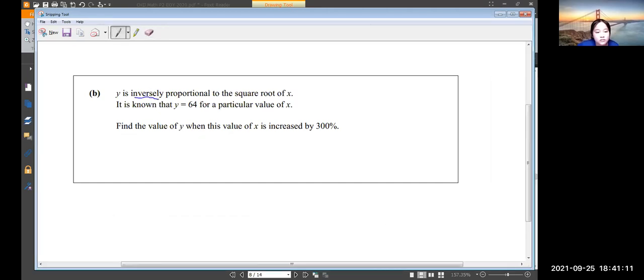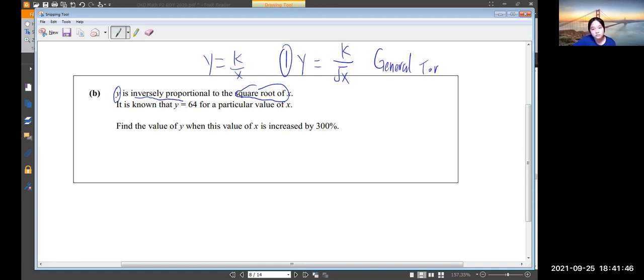Over here, inversely proportional. So you write down y equals to k over x. In this case, this is your y, and in this case, square root of x. So far so good. Then now it is known that y equals to 64 for a particular value of x. In fact, this is called your step 1, the general form.